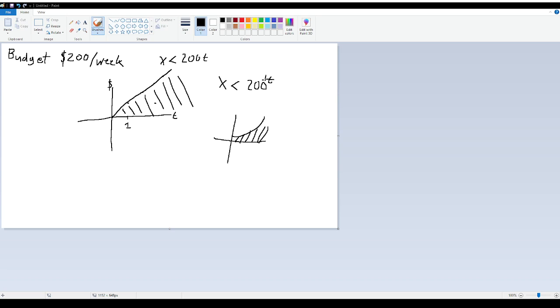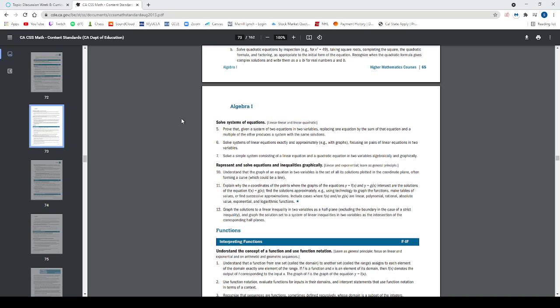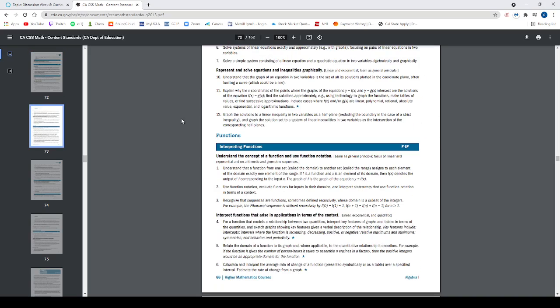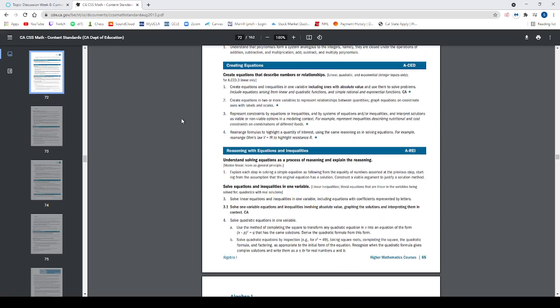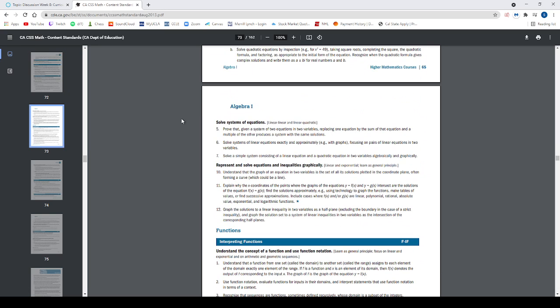All right, and just to go over, the source that I used was the California Common Core Standards for Algebra 1, and I believe this basically applies to all high school because you can take just Algebra 1 in high school.